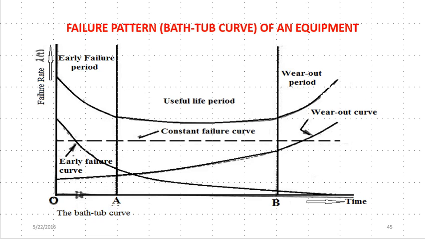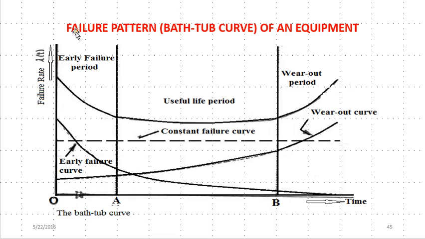So the next thing we are going to see is the failure pattern of an equipment, and this failure pattern is drawn in the form of a graph, and that graph we call the bathtub curve. Why do we call it bathtub? Look at the shape of the cup. It is just like that container we use in our bathrooms to enter and take a bath, and that's why it is called bathtub.